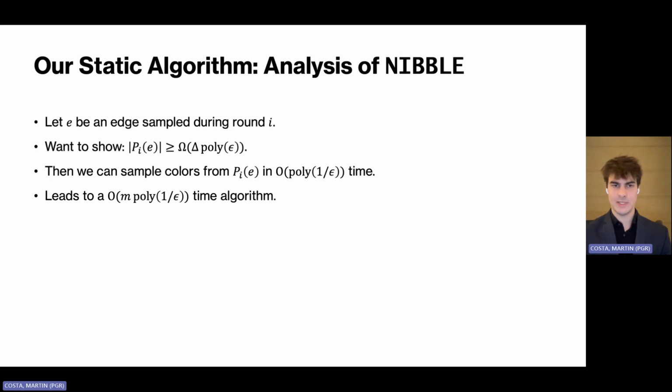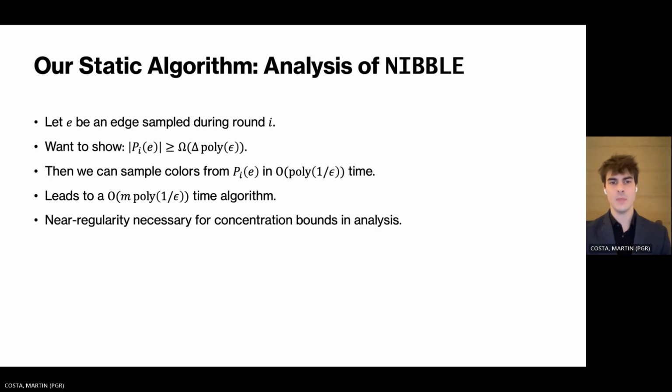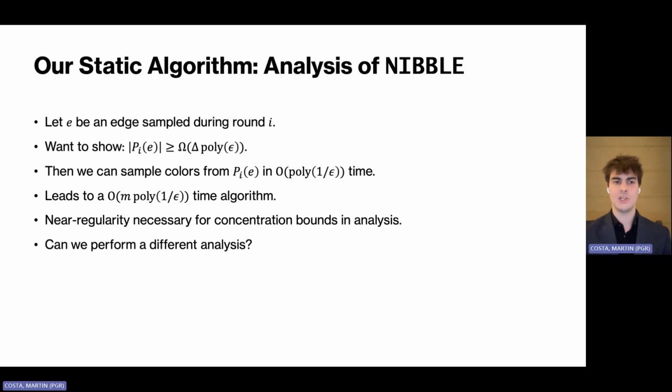And in particular, as long as the palette of an edge is at least delta times some poly epsilon, you can basically sample a color from this palette in poly 1 over epsilon time, and this will lead to a linear time implementation whenever epsilon is some constant, okay? Now, the issue is that near regularity is crucial in order for the concentration bounds in this analysis to actually go through. And the question is, can we somehow perform a different analysis, right? Is there a way that we can analyze this algorithm without needing this near regularity?